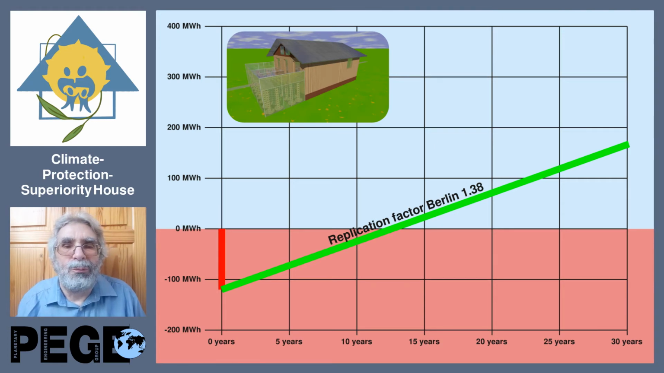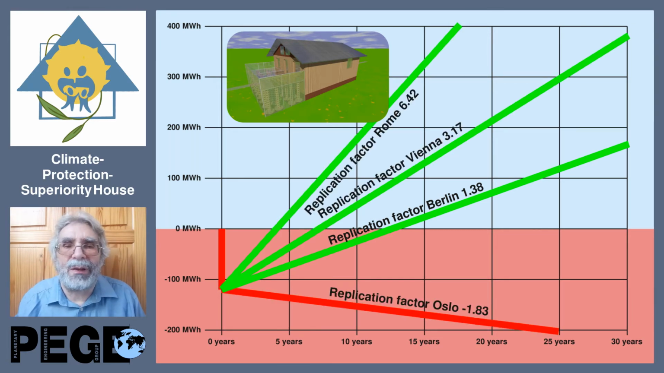And in the case of Berlin, in 30 years, the house delivers so much energy that you can build 1.38 houses new with this energy. This is the replication factor. So much energy that you can build other houses with the energy delivered. And we make this not only for Berlin, also other cities. In Vienna, the replication factor goes up to 3.17. In Rome, even 6.42. Only in Oslo, we fail to be positive, but Oslo has a really extreme location in the north.